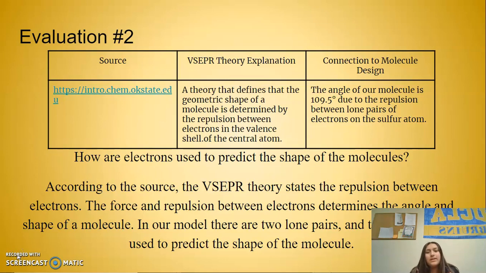According to our linked source, the VSEPR theory defines that the geometric shape of a molecule is determined by the repulsion between the electrons in the valence shell of the central atom. The angle of our molecule is 109.5. This is due to the repulsion between lone pairs and electrons on the sulfur atom. So, how are electrons used to predict the shape of molecules? According to our source, the theory states that the force and repulsion between electrons determines the angle and shape of a molecule. In our model, there are two lone pairs, and the lone pairs are used to predict the shape of the molecule.